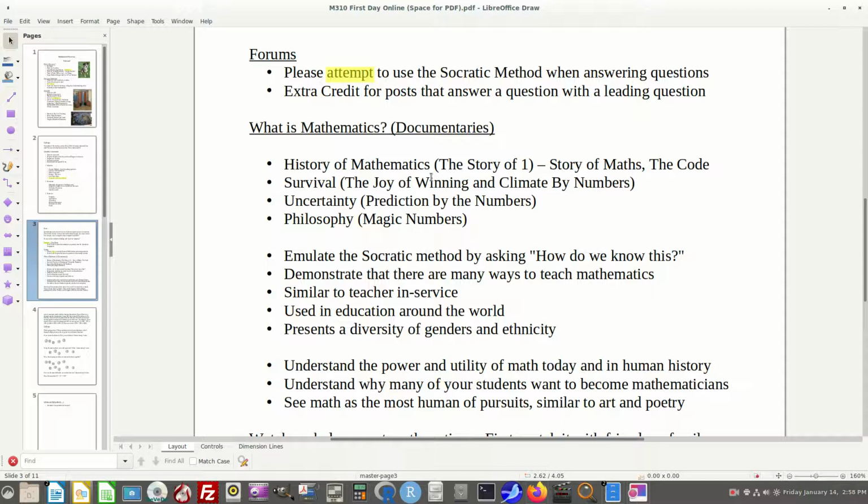So what do we expect from documentaries? We expect them to emulate the Socratic method by asking, how do we know this? We expect them to demonstrate that there's many ways to teach mathematics. Documentaries are similar to the best teacher in services. Documentaries are used in education around the world. In Canada, science classes are taught with documentaries. It presents a diversity of genders and ethnicity. For us, as future teachers and as people interested in mathematics, it allows us to understand the power and utility of math both today and throughout human history.